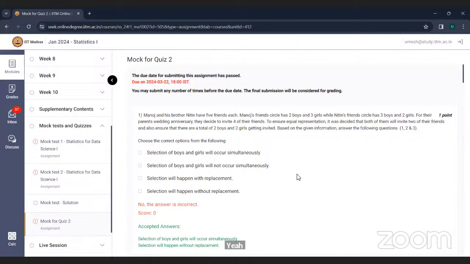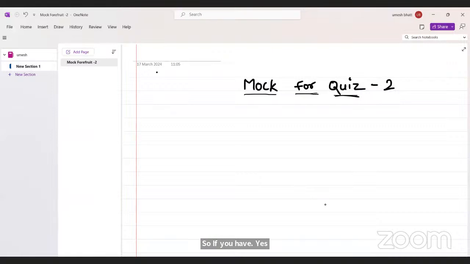Okay. So if we have one task and we are performing this task in one step, then this is called simultaneous.